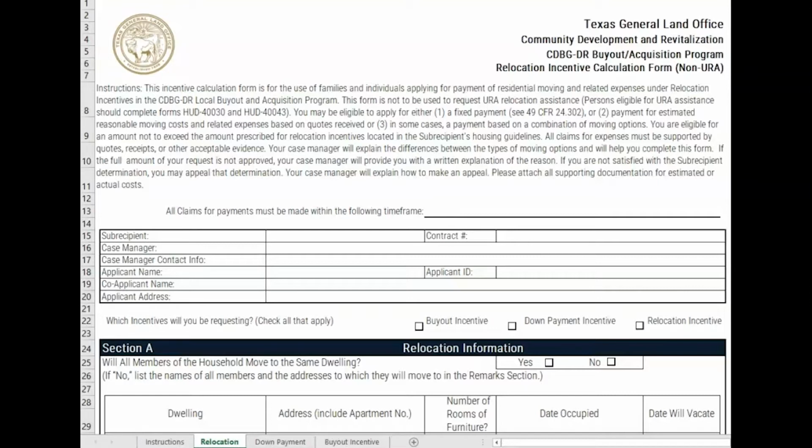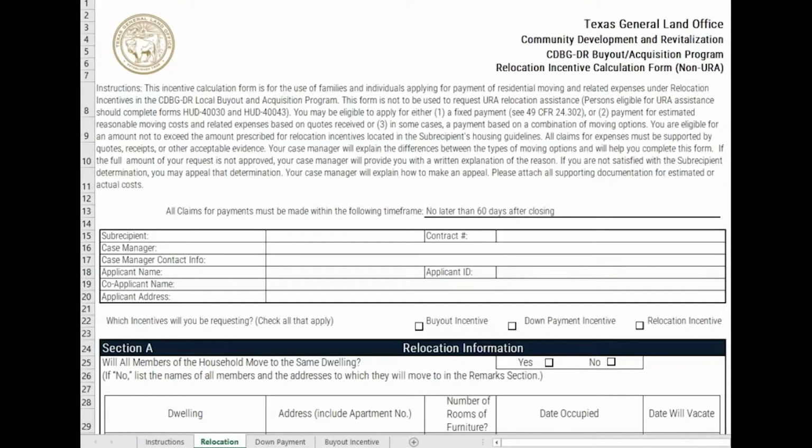To begin, subrecipients should assist with the completion of the top part of the form. In the first row, subrecipients should input the time frame that applicants must submit their requests for the incentive payments. This can be a hard deadline, such as by December 1st, 2021, or it could be a time frame, such as within 3 months of the acceptance of the offer letter. The time frame should be reasonable for the applicant to submit the documentation while meeting the program's timelines. The timeline should be equitable across all applicants.